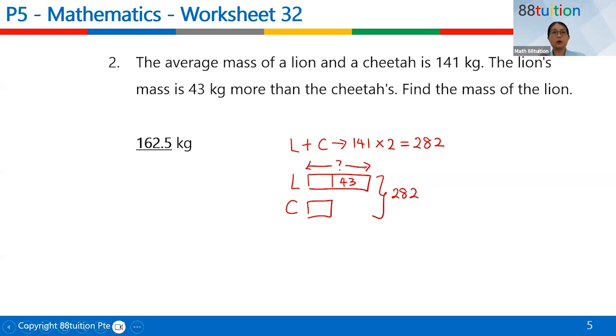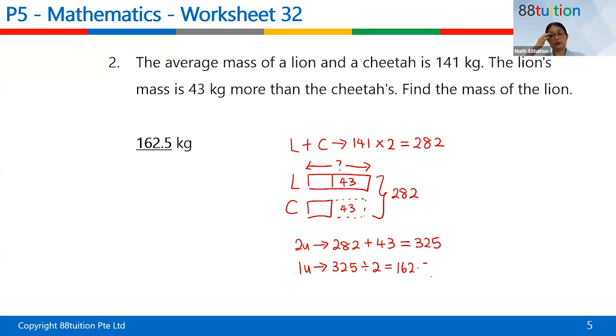There's two ways you can do it. One way, uncommon way, is you get rid of the extra, right? Another way is we add this so that the cheetah is the same as the lion. So that 2 units is 282 plus 43. I choose to add because I want to find the bigger one. 3 to 5. So 1 unit. So that's how it works.